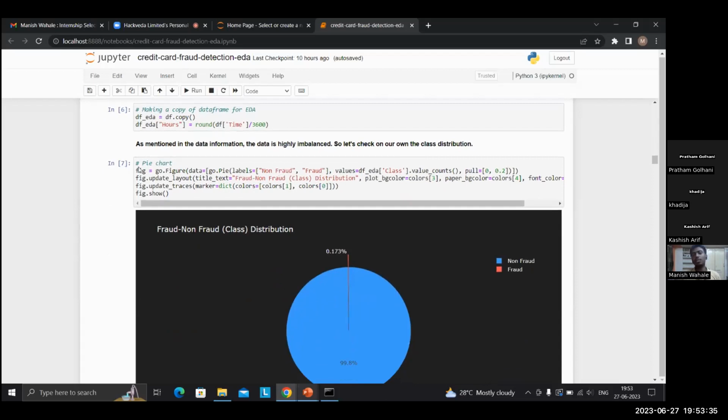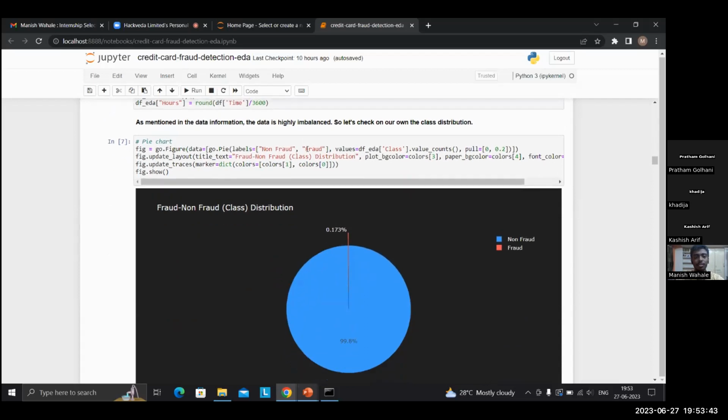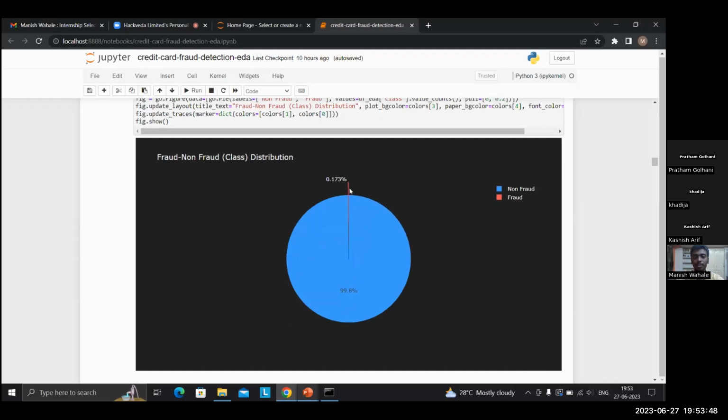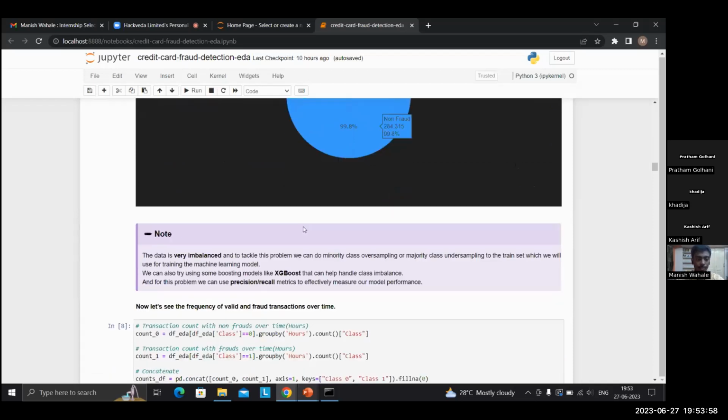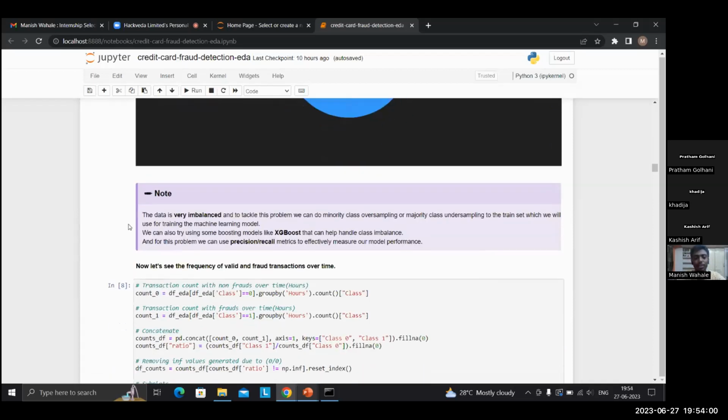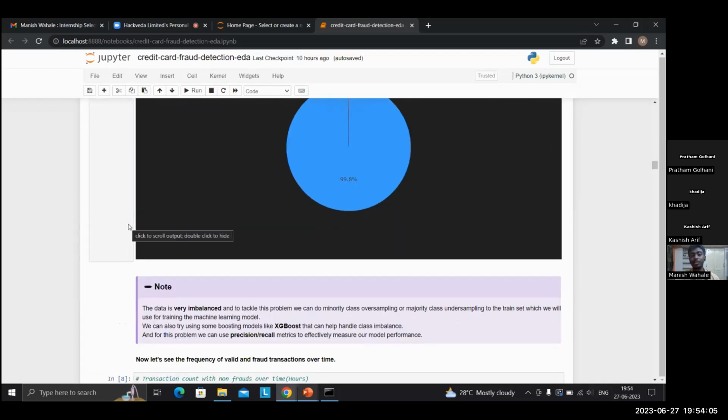As the author has also mentioned, the data consists of a very highly imbalanced class. So we'll also check that on our own through this pie chart. The pie chart tells us that there is only 0.173% of fraudulent transactions, and there is a massive chunk of non-fraudulent valid transactions. So the note is that the data is very imbalanced, as we have seen in the pie chart. It basically serves as the main point for handling this imbalance.